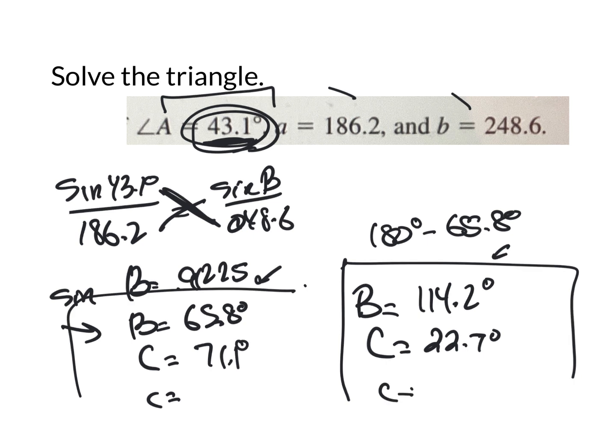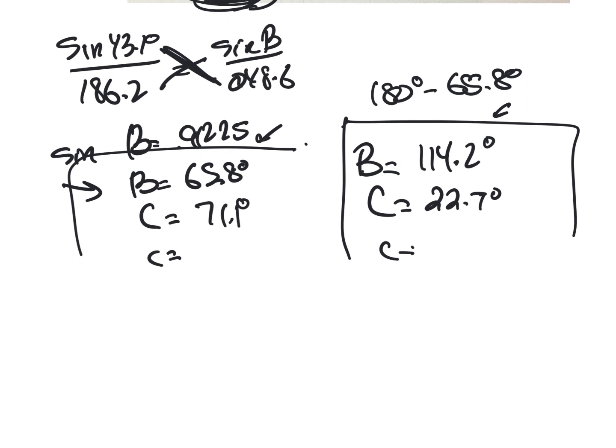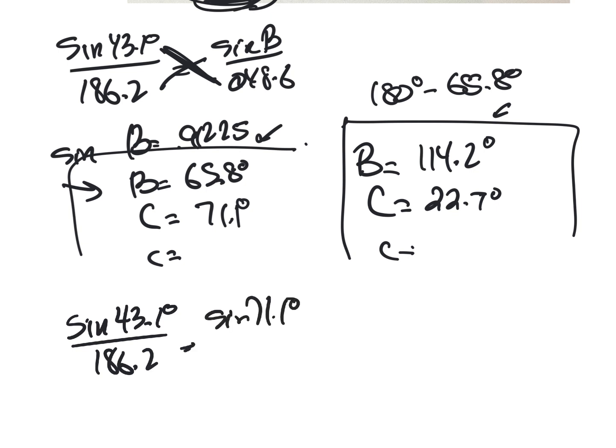So to find little c, I got to do law of sines 2 more times. I just messed up my screen there. 2 more times. So I'm going to come down. I'm going to start the same way I did a minute ago. Sine of 43.1 degrees over 186.2 equals sine of 71.1, which is my C right there, over little c. Cross multiply, divide by sine 43.1. What am I going to get here?